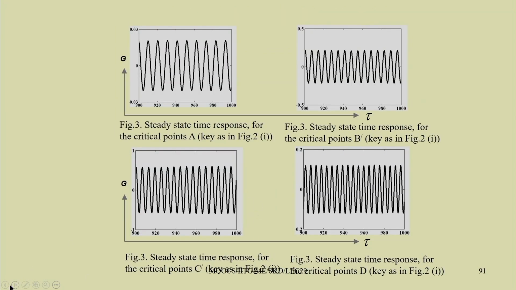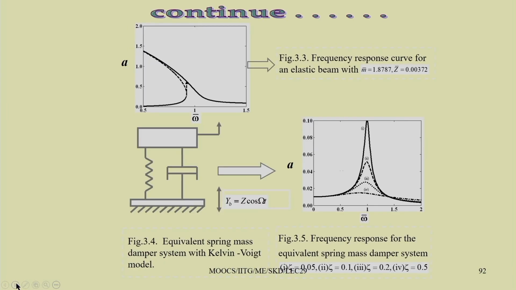One can see the steady state response and the time response. One can convert that to an equivalent system, an equivalent Kelvin-Voigt model. In the linear case, if you take the equivalent Kelvin-Voigt model, one can obtain the linear frequency response plot for an equivalent spring mass damper system. So, this is the equivalent spring mass damper system with the Kelvin-Voigt model.